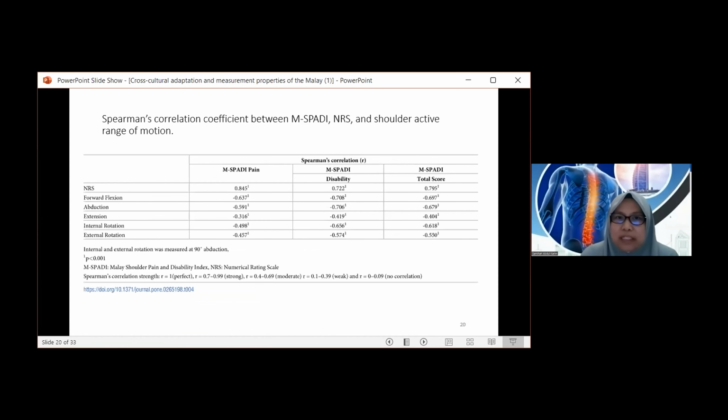This table here shows convergent validity, which is part of the hypothesis testing for construct validity results. Spearman correlation revealed a statistically significant, strong, and positive correlation between the numerical rating scale and the M-SPADI pain subscale and M-SPADI disability subscale. The results supported our hypothesis that M-SPADI subscale and total score are strongly and positively correlated with numerical rating scale. For the M-SPADI pain subscale, the disability and total score showed statistically significant negative correlation to the active range of motion, as you can see here, with the majority showing moderate correlation strength, confirming our hypothesis.